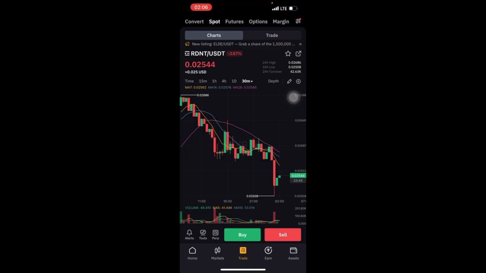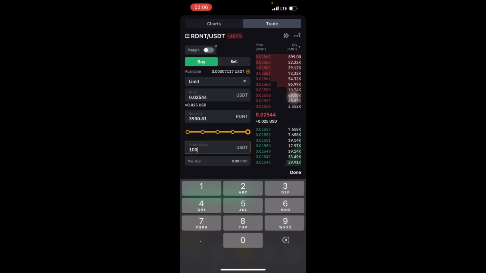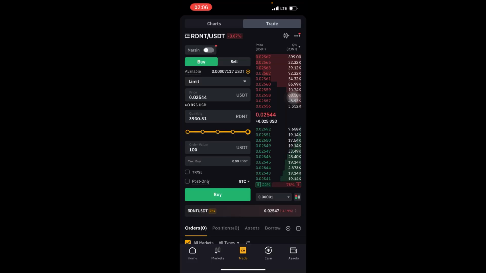The rate of Bybit over here is 0.02544. You see? So all you have to do is buy it from here and sell it over there. If I'm buying 100 USDT, before you do your trade, I've already told you to consider the three factors. Those who are under my mentorship, or who have passed out from my mentorship, they know it, and that's why they are making money.